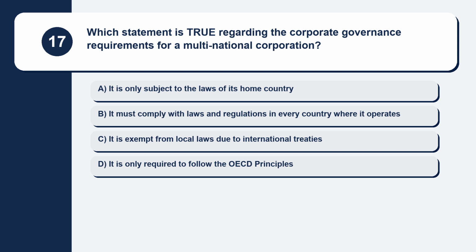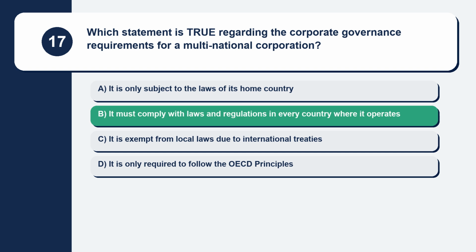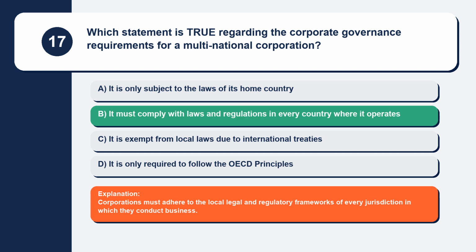Question 17. Which statement is true regarding the corporate governance requirements for a multinational corporation? It is only subject to the laws of its home country. It must comply with laws and regulations in every country where it operates. It is exempt from local laws due to international treaties. It is only required to follow the OECD principles. Corporations must adhere to the local legal and regulatory frameworks of every jurisdiction in which they conduct business.